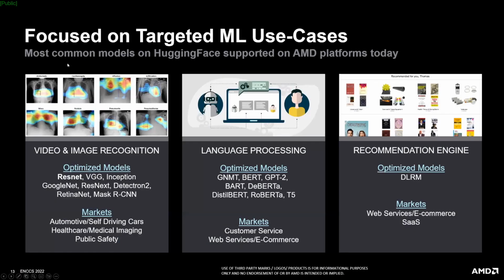This is just a slide to tell you that we have supported and optimized our gradient support for TensorFlow and PyTorch with the most used models on Hugging Face. So you have all the ResNet, VGG, Inception, GoogleNet for image recognition, the transformer for language processing, and all the DLRM for the recommendation engines. These are being tested and optimized with our software stack.